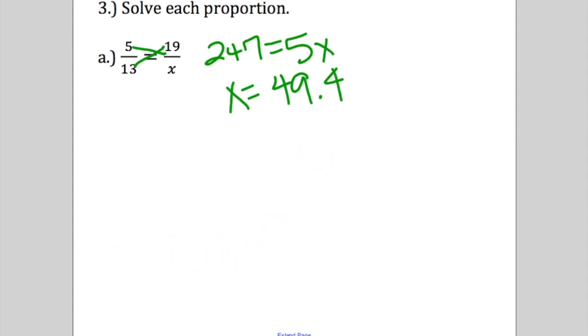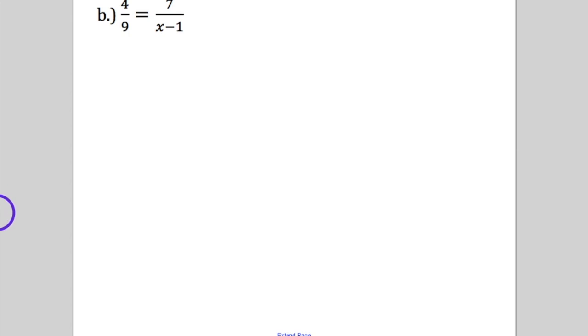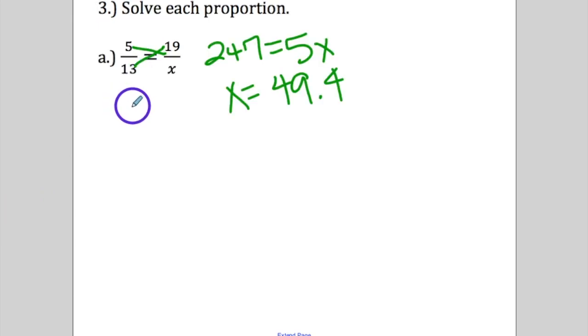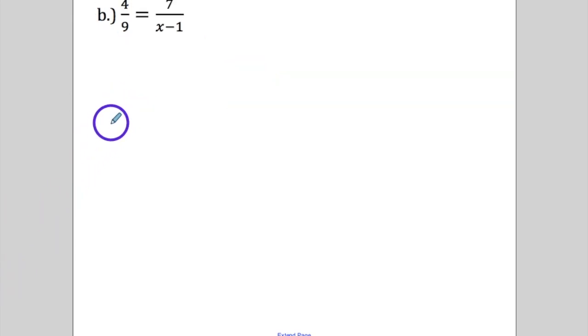So let's go ahead and set up B. This is another problem where some of you might have been able to use guess and check to figure this out. However, guess and check would be more complicated on a problem like this where we have an expression inside of our fraction. So we can go ahead and set cross products equal to each other. So 9 times 7 is 63. And then 4 times the whole quantity x minus 1. You're going to want to use parentheses here when you write this out.